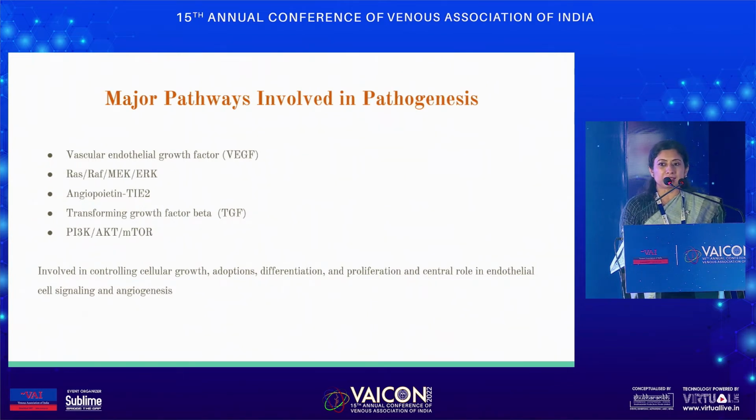So various scientists and molecular biologists have dedicated their hard work to this and found these are the major pathways involved in angiogenesis: the vascular endothelial growth factor, the MEK-ERK, angiopoietin TIE2, transforming growth factor beta, and one pathway which we'll keep coming back to, the PI3K-AKT-mTOR pathway.